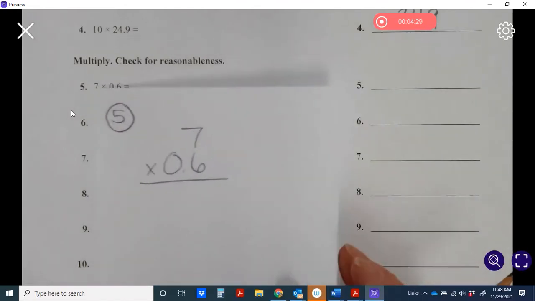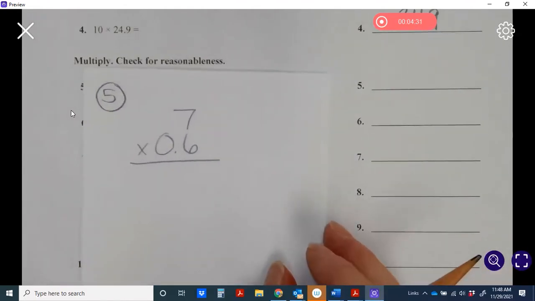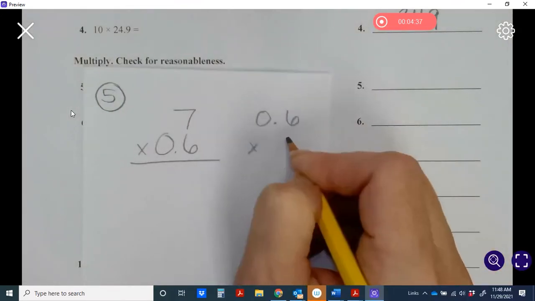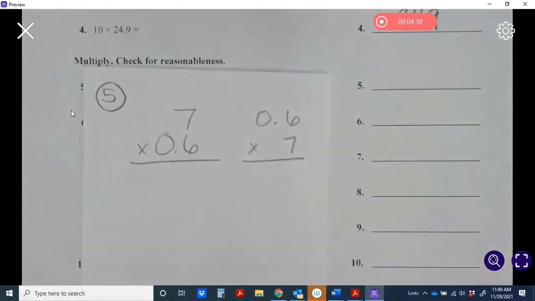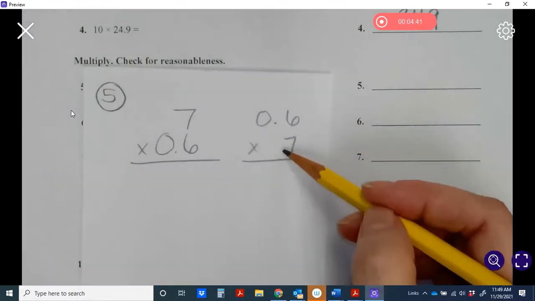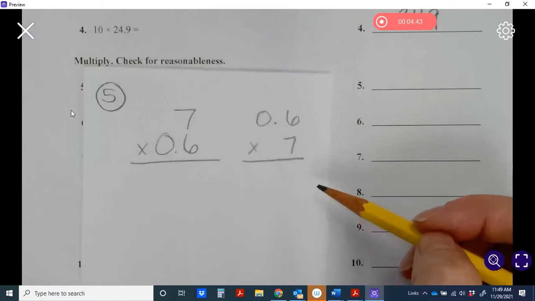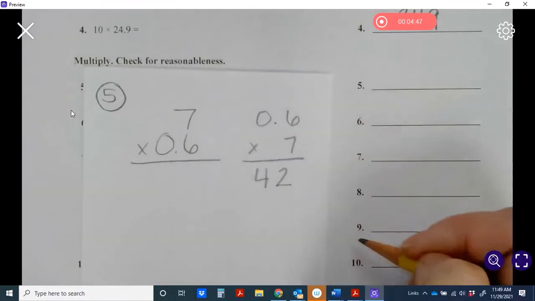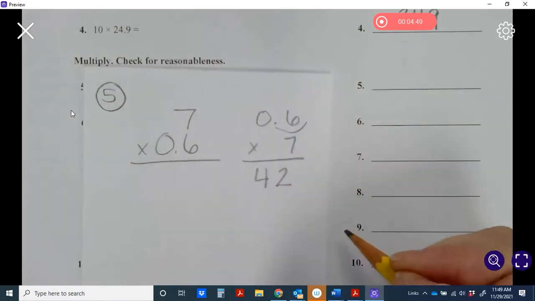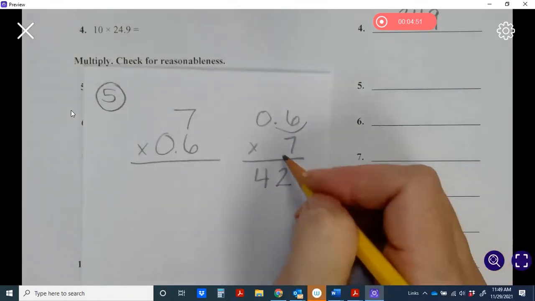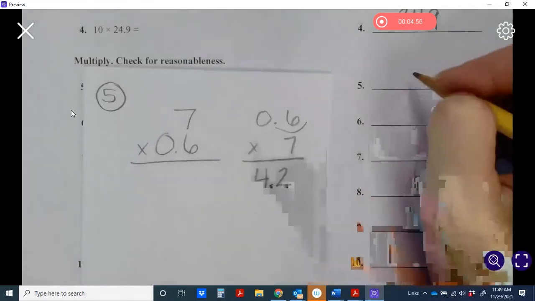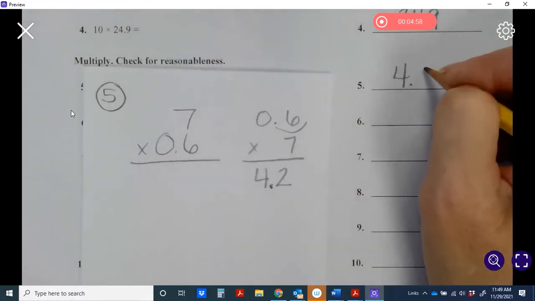Question number 5. 7 times 0.06. Now again, I could have written it this way as well. It's whatever you're comfortable with. And now that I did write it this way, this might actually be a little easier. 7 times 6 is 42. There's 1 decimal in my top number, none in my bottom number, so there's 1 in my answer, and my answer is 4 and 2/10.